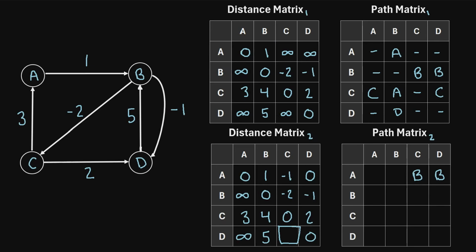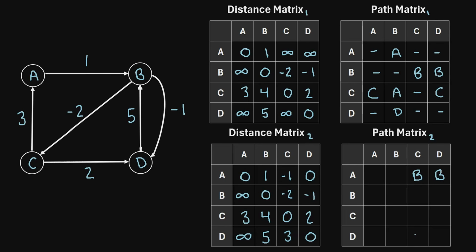And then if we consider the last cell, from D to C, the current shortest distance is infinity. So what if we force ourselves to go through node B? So from D to B, that currently has a distance of 5. Then from B to C, that has a distance of negative 2. So 5 plus negative 2, that's 3. So is 3 shorter than the current distance of infinity? Yes, it is. So we'll update that value in the table and make it a 3. So we made an update right here.